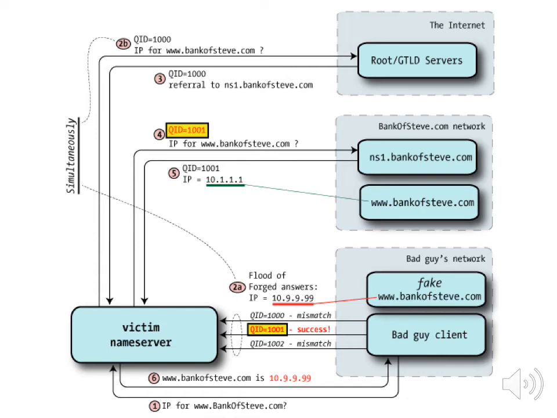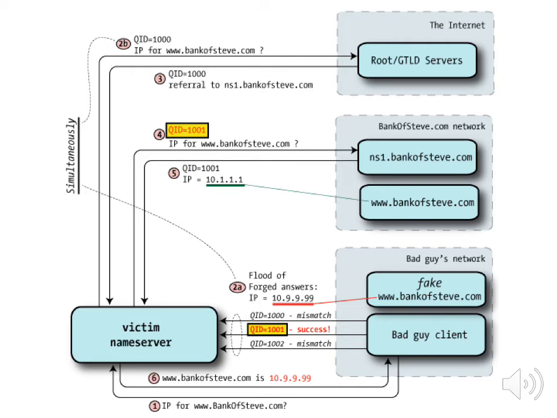So at this point, the victim name server will send out message 4. It'll send a query ID to the real Bank of Steve name server, expecting to get back response message number 5, which says the real address is 10.1.1.1. However, what the bad guy can do is start sending DNS response queries to the victim name server as soon as it sends the request.